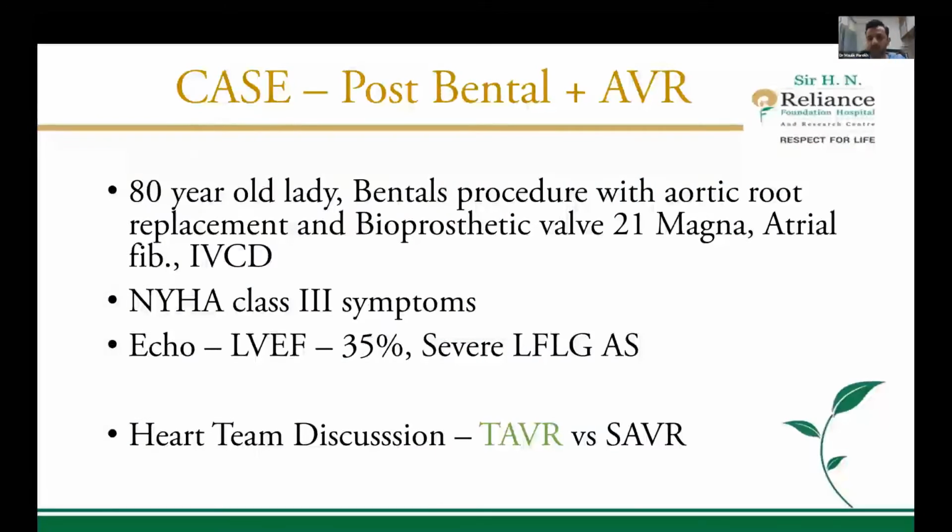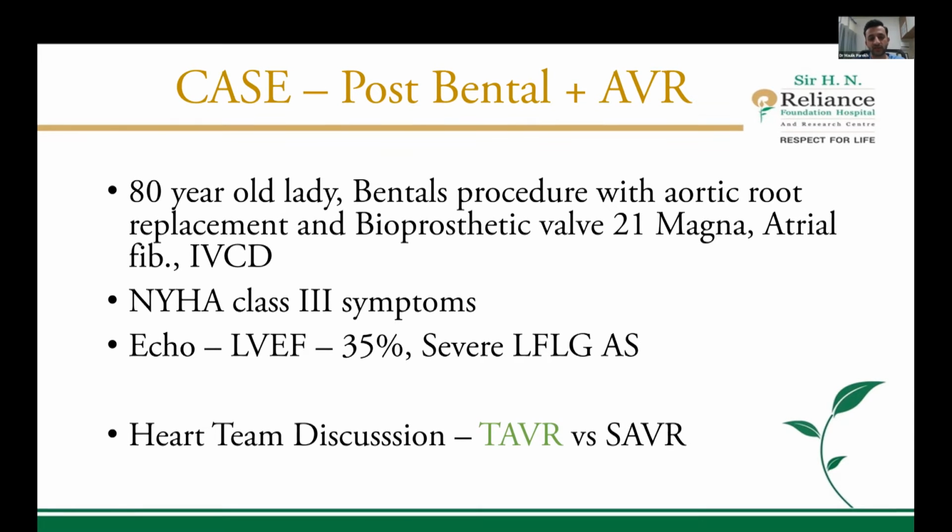Second subset: this patient had an aortopathy with a bicuspid aortic valve, and underwent a Bentall procedure and aortic valve replacement with a tissue valve. Now she's 80 years old. The Bentall was done with an aortic root replacement, and there is a 21 mm Magna valve. The patient has atrial fibrillation and an interventricular conduction defect.